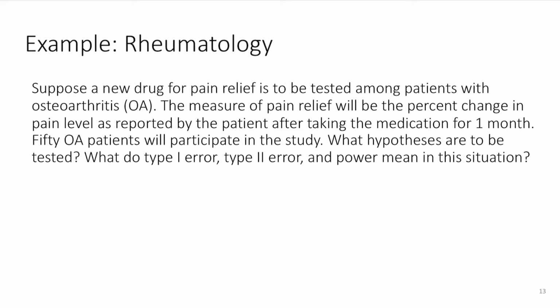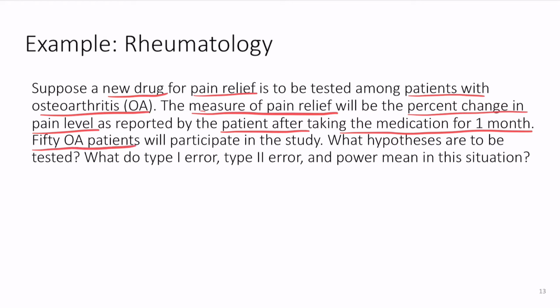Now, let's say they have given us in the question, suppose there is a new drug for pain relief that is to be tested among patients with osteoarthritis. The measure of pain relief will be the percent change in the pain level as reported by the patient taking the medication for 1 month. There are 50 osteoarthritis patients that will participate in the study. What hypotheses are to be tested?